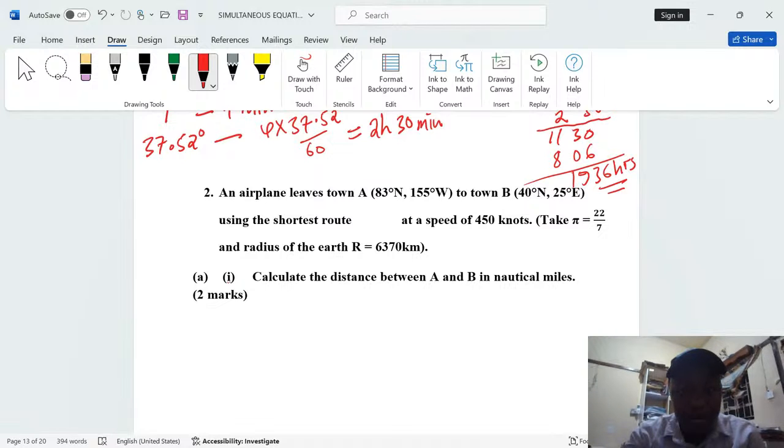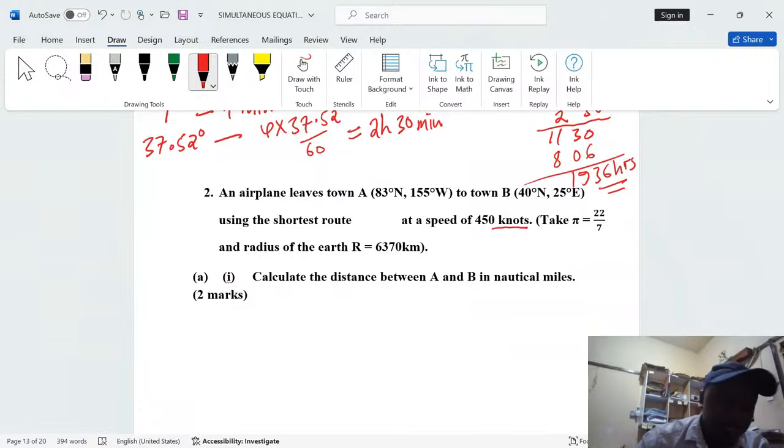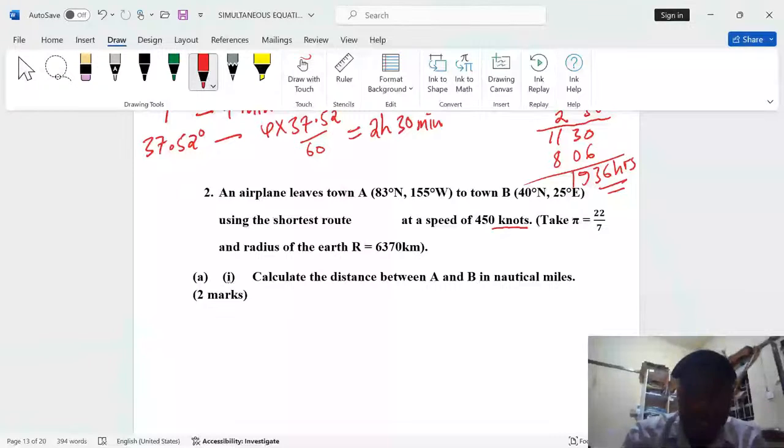An airplane leaves town A, 83 degrees north, 155 degrees west, to town B, 40 degrees north, 25 degrees east, using the shortest route. So the language there is shortest route at a speed of 450 knots. When the language is 450 knots, remember knots is when speed has been calculated using distance in nautical miles. That one has to be mentioned. 450 knots means nautical miles per hour.